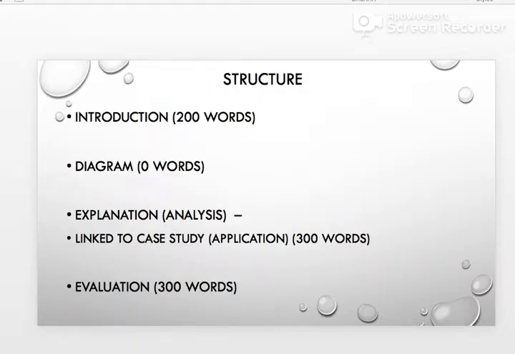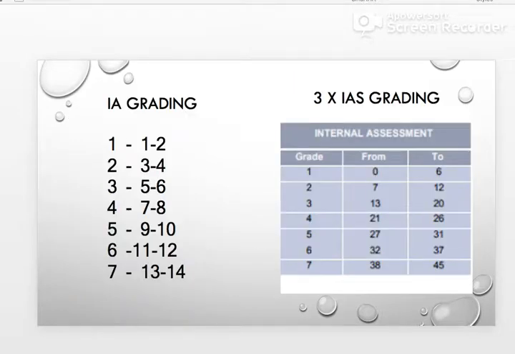Now the structure of a good IA is an introduction, 200 words, your diagram, and then your explanation and your analysis linked to the case study for your application. That's about 300 words, and then your evaluation at the end offering a solution to the problem should be about 300 words. The grading out of 14 for each IA, so 11 plus is a 6 or a 7, and then out of 45 over your 3 IAs you're looking for over 38 for a grade 7 or over 32 for a grade 6.